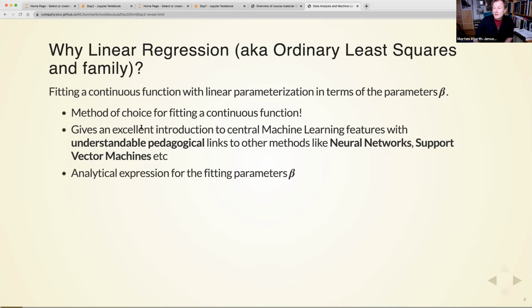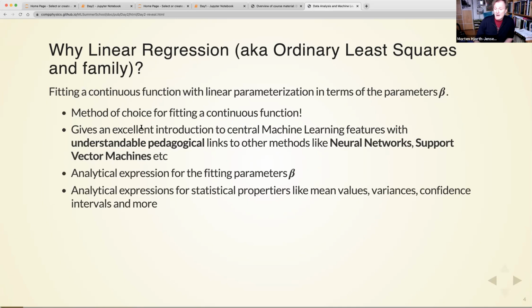You have analytical expressions for these parameters if you do standard ordinary least squares. And also with ridge regression, you can find the unknown parameters of your model. They can now be extracted from analytical expressions. So you can also get analytical expressions for statistical properties like mean values, variances, and confidence intervals and more. And that's extremely useful. And there's an analytical relation with a probabilistic interpretation.